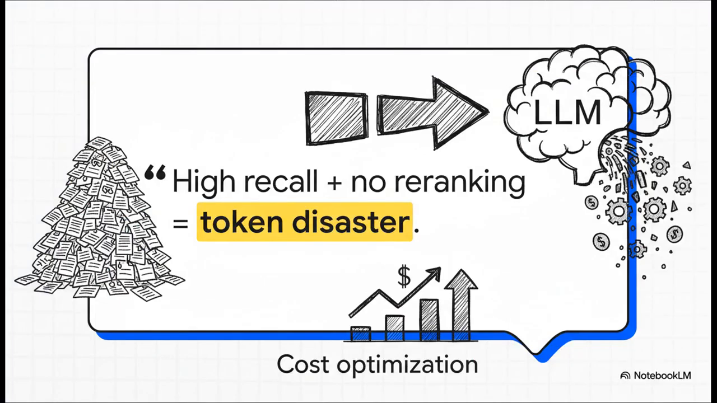This quote right here, it just nails it. High recall without re-ranking is a token disaster. It perfectly sums up the biggest mistake developers make, treating retrieval like it's a one-shot deal. The pro move is a two-stage approach: retrieve and then refine.